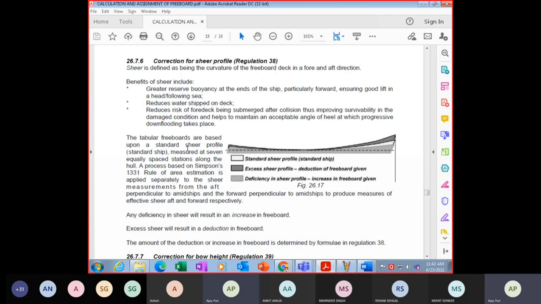Now your tabular freeboards are based on your standard shear profile, measured at 7 equidistant stations. So you've got various stations, and you'll have a shear profile at those stations. The process is based on Simpson's rules, which you have done in stability. Area estimation is applied separately for the shear measurements from aft perpendicular to amidships and forward perpendicular to midships, to produce measures of effective shear aft and forward respectively.